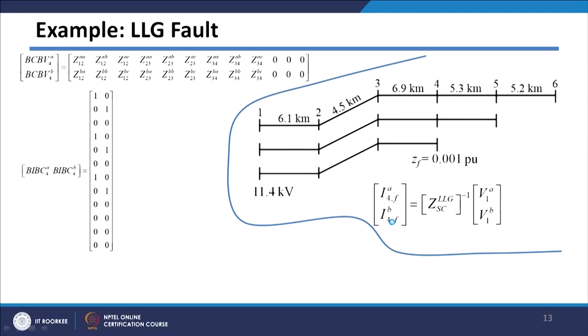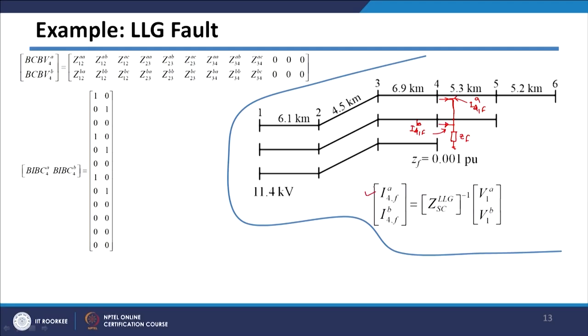Now, let us consider if there is an LLG fault. In case of LLG fault, you have seen that we short circuit these two buses with impedance ZF, and we need to calculate these two currents. This current we called the A phase current, and this current which is flowing here, we call the B phase current. And here it is the 4th bus, so I should write 4 here.